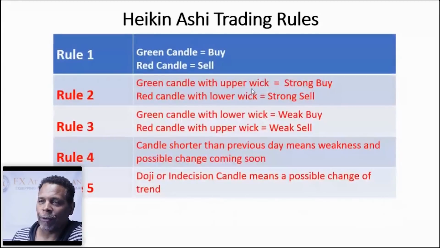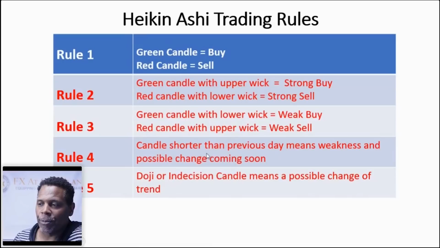So if we're moving up, we want to see wicks on the upper side. If we're moving down, we want to see wicks on the lower side. When we start to move up and we see wicks on the lower side, that shows a little bit of weakness. So rule 3, green candles with lower wicks represent weak buys. Doesn't mean you can't buy. It means it's a weaker buy than one with no wick on the lower side. And then the red candle with the upper wick means a weak sell.